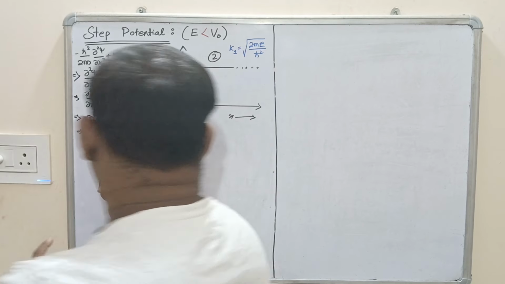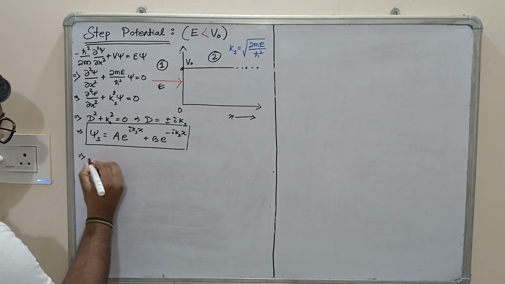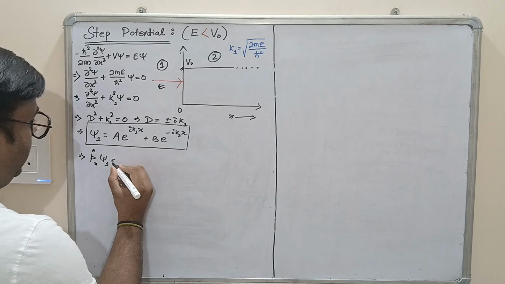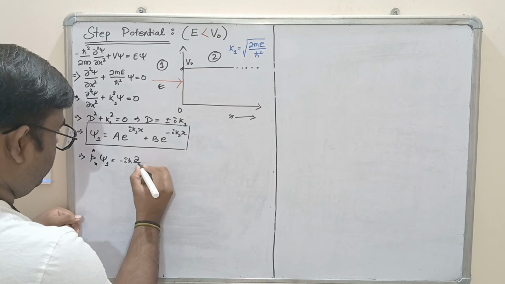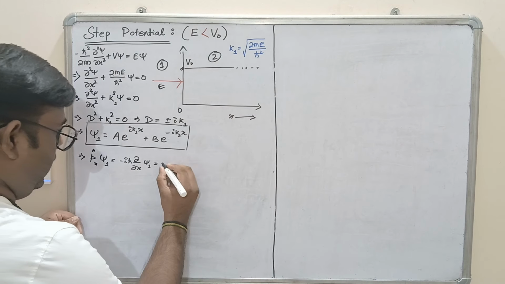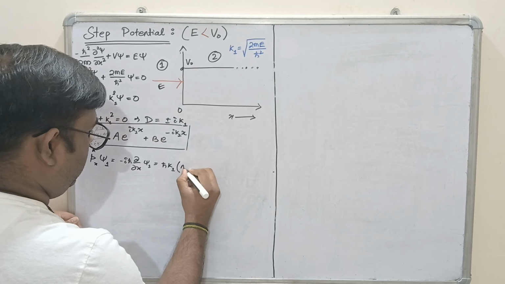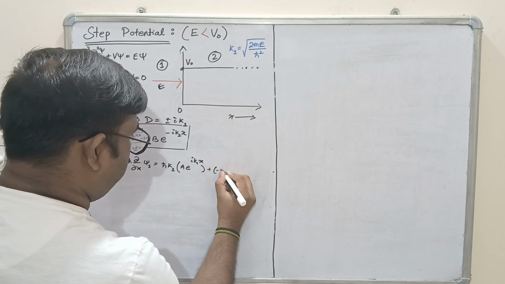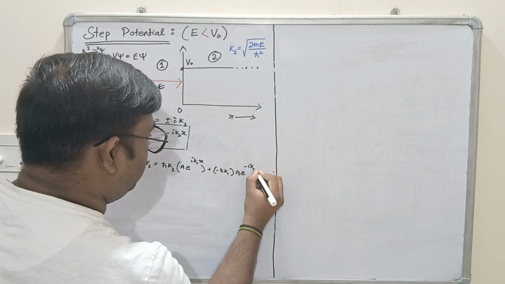Now in this wave, which is psi1, let's take a momentum operator on psi1. It will give us what? Minus i h bar del by del x of psi1. This will give us h bar k1 A e to the power i k1 x, plus minus h bar k1 B e to the power minus i k1 x.